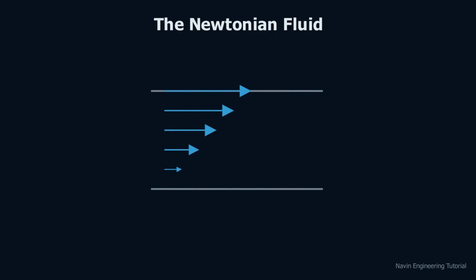We left one question open. How exactly does the stress tensor depend on the fluid's motion? Isaac Newton proposed the simplest possible answer, and it turns out to describe water, air, and most common fluids remarkably well. Consider fluid trapped between two parallel plates, the top one sliding steadily while the bottom stays still. The fluid layers in between are dragged along at speeds that vary smoothly from zero at the bottom to full speed at the top.